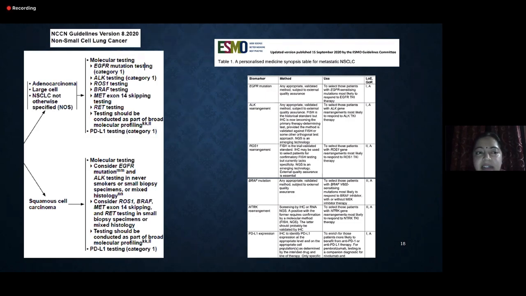And this is reflected also, of course, in the NCCN guidelines and the ESMO guidelines. If it is adenocarcinoma, of course, we will get EGFR, ALK, ROS, BRAF, MET exon 14, RET testing, and the PD-L1. For squamous cell carcinoma, if the tissue is small or we think the patient is a non-smoker, we will still have them undergo the EGFR and ALK testing. And of course, PD-L1 has to be done, whether it is adenocarcinoma or squamous cell carcinoma.